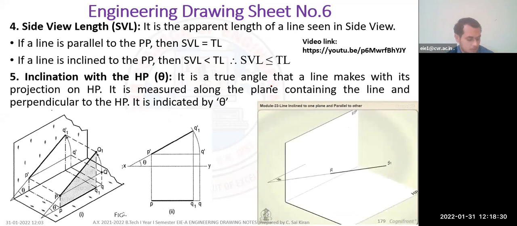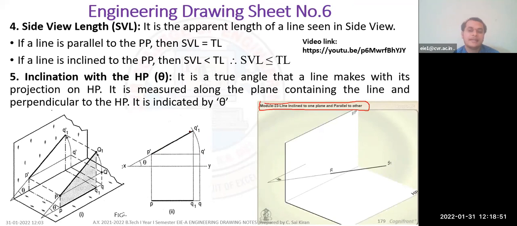Okay, so any doubts? I'll share this video once again. Anyone who has the textbook gets the CD with it. In that CD, you can see module 23, line inclined to one plane and parallel to the other. That is the inclination concept.